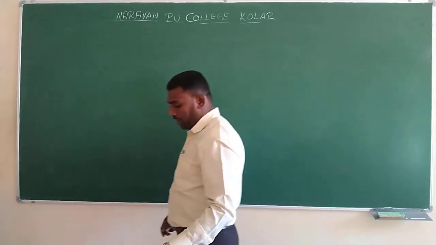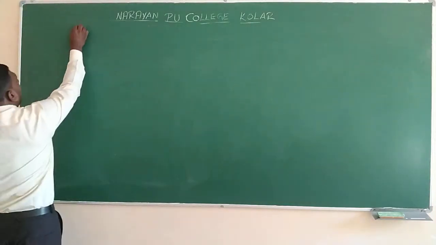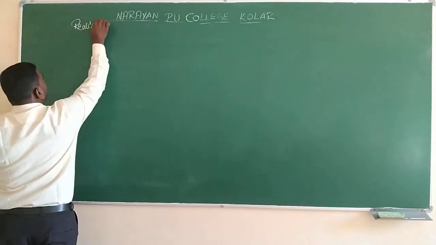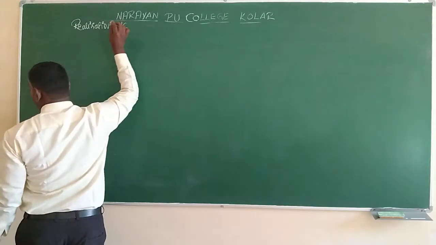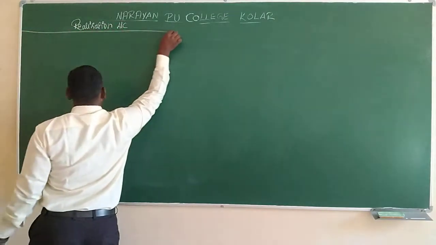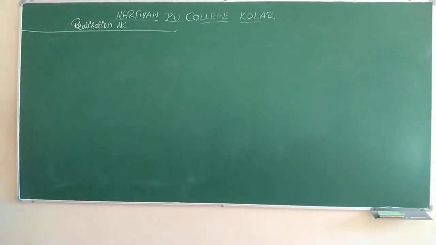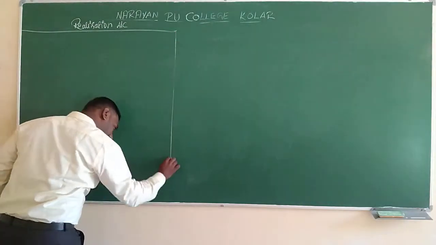First, the account we have to prepare. We should write the name of the account, that is realization account. Next, we have to draw the columns for the realization account.